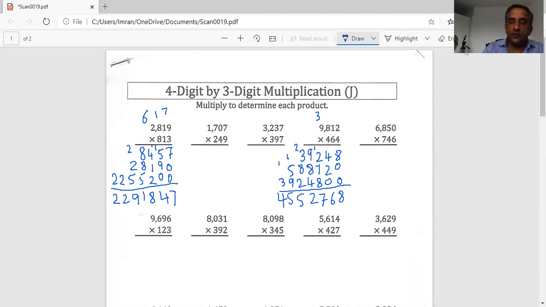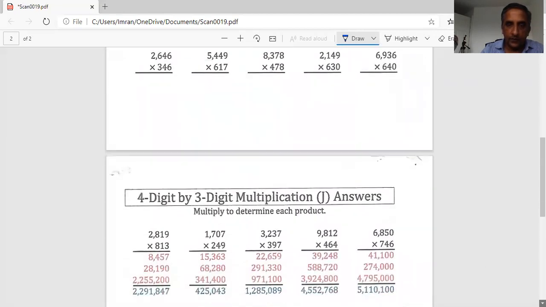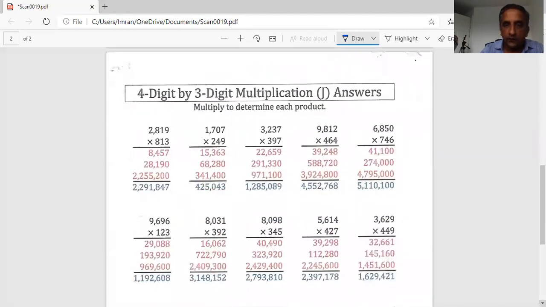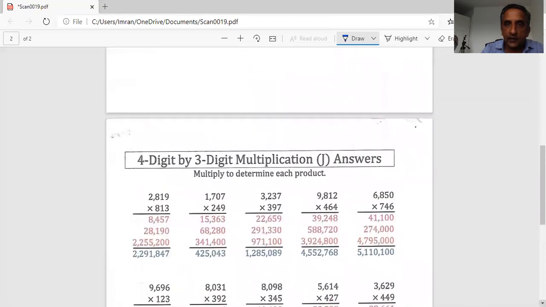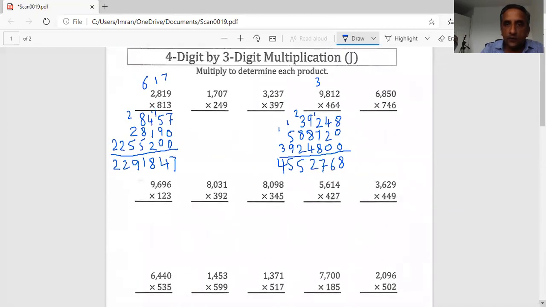What we have to do now, we will just check and verify our answer, as the answer is given at the bottom. So here the answer which I got is 4552768. If we go at the bottom, 4552768. So it's exactly the same answer.